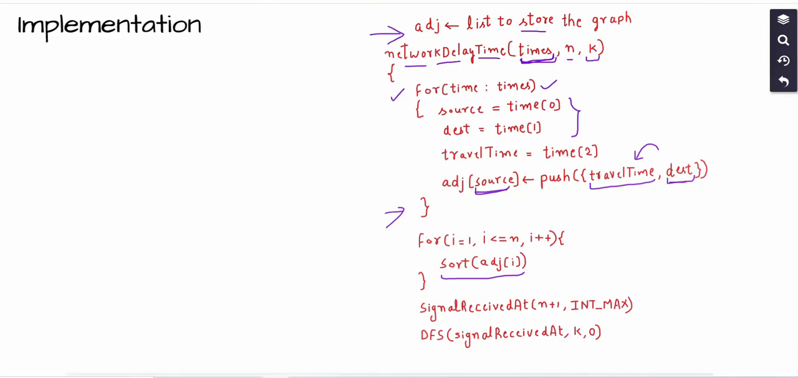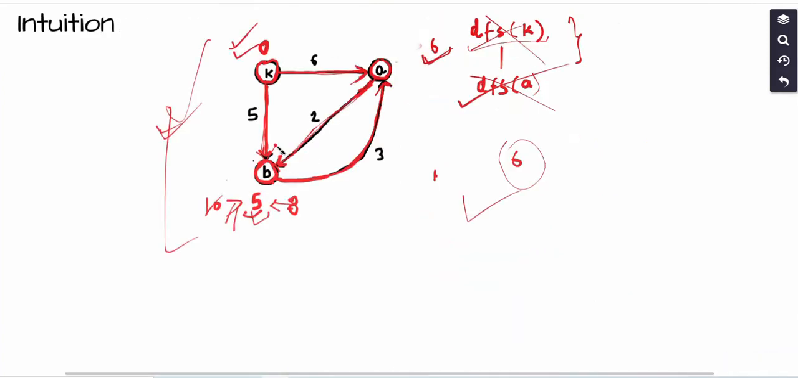Why I'm doing that? Because let's say in this case here for node number K I have two edges. The weight of the first edge is 5 and the weight of the second edge is 6. Then I'm sorting these edges according to these times or weights. Why? So that I can first travel along the edge which has smaller weight. Why? Because it gives me more chances to reach the target node with minimum amount of time.